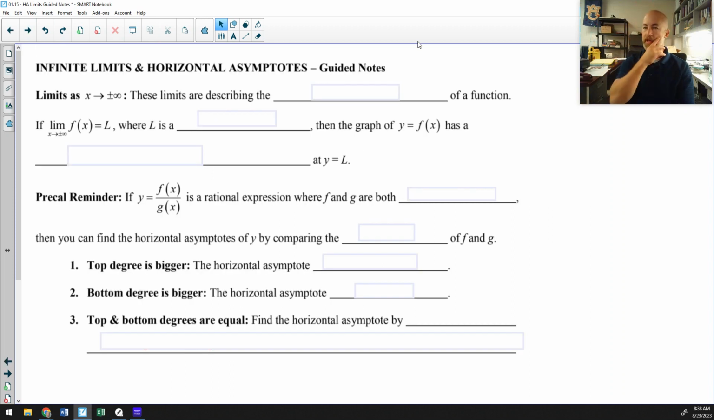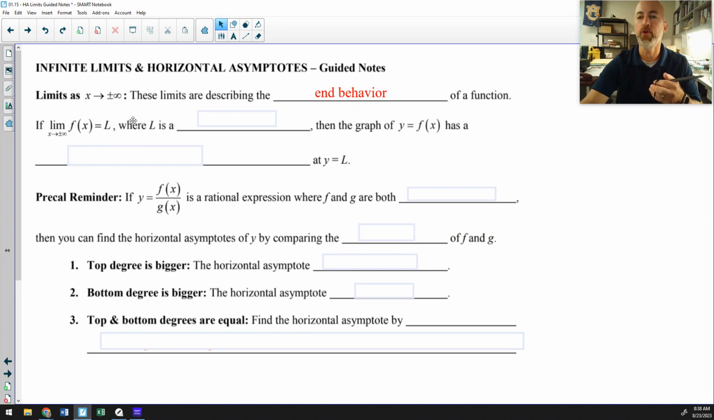So let's look at horizontal limits, and these are limits as x is going to either infinity or negative infinity. And if you think about what's happening as we go forever to the left or forever to the right, we are describing the end behavior of a function. And so if you do find the limit as x goes to either positive or negative infinity, this is kind of a poor notation right here because you can't approach both positive and negative infinity simultaneously. So that was just me being a little bit lazy.